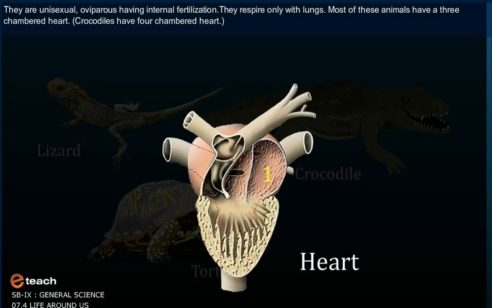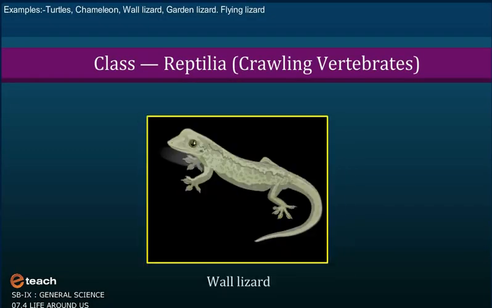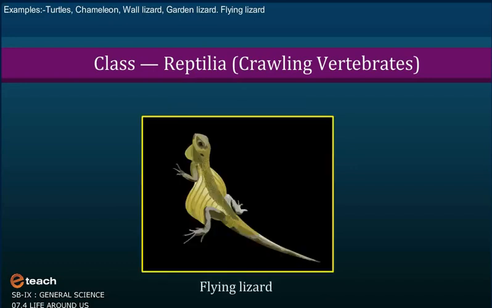Most of these animals have a 3-chambered heart. Crocodiles have a 4-chambered heart. For example, turtles, chameleon, wall lizard, garden lizard, flying lizard.